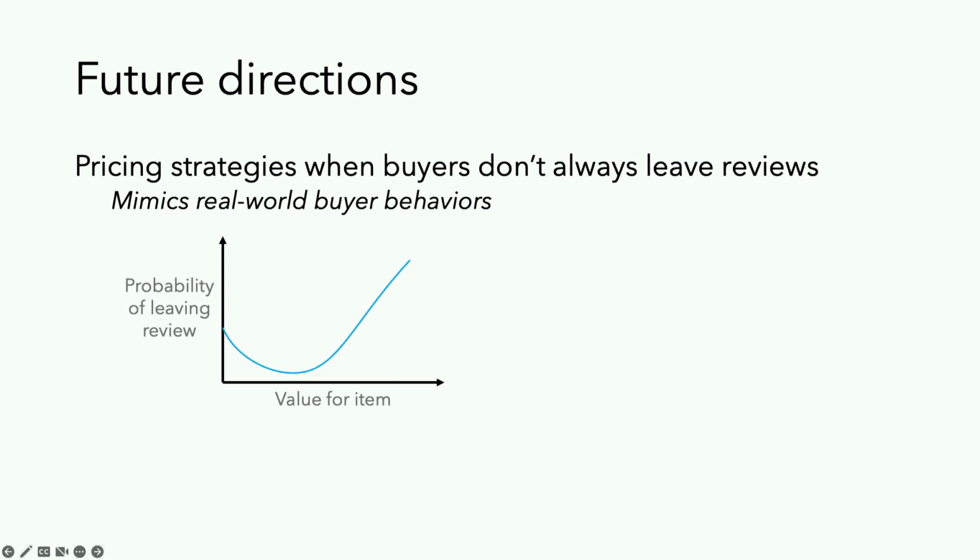And typically reviews on Amazon or whatnot follow this J-shaped curve, where if an agent really doesn't like the item or they really like the item, they're probably going to leave a review. But if they just feel neutral about the item, they're probably not going to leave a review. So I think this is a really interesting dynamic that hasn't been studied in this pricing literature.